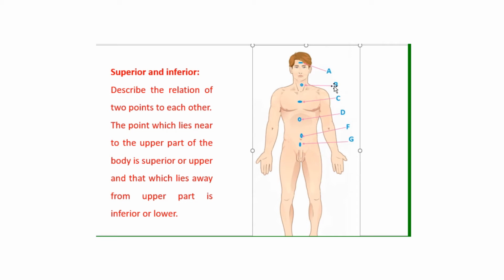so that point A is superior to point B, point B is superior to C, but point C is inferior to point B. Point B is inferior to point A. Point G is inferior to all these points. Point F is inferior to point D and superior to point G. Okay.